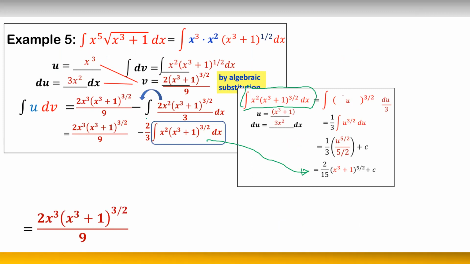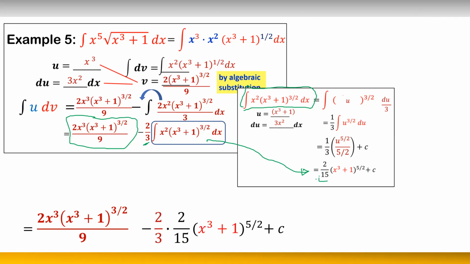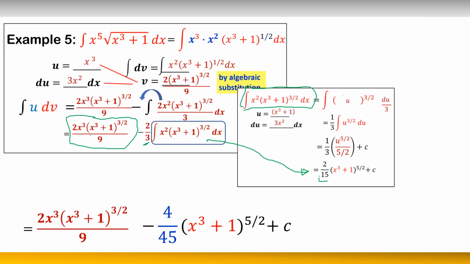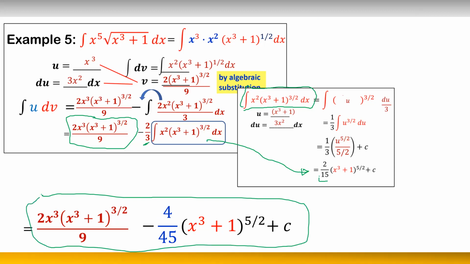So, copy-paste lang natin yung first term. Saan nanggaling yan? It's coming from the first term of the original integral. This one. Yan yung uv na original. Minus 2/3 multiplied by 2 over 15. That will be 4 over 45. Tapos x cubed plus 1 raised to the 5 halves plus c. And ayan, pwede na po yung final answer. So this becomes our final answer to the original integral. Okay. Ayan. So absorb, absorb.